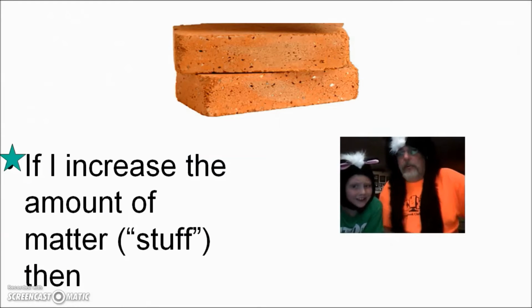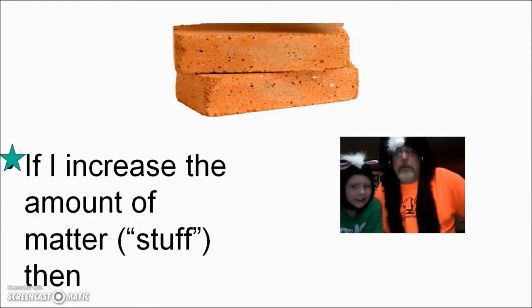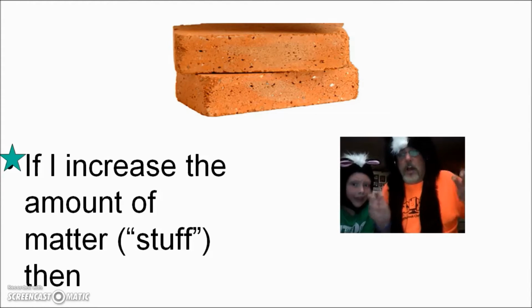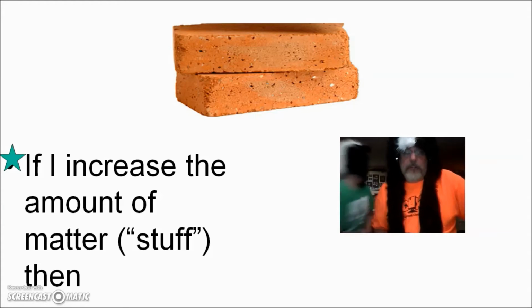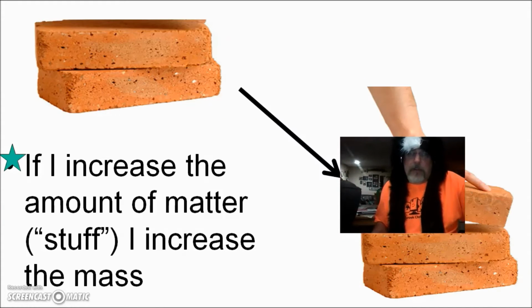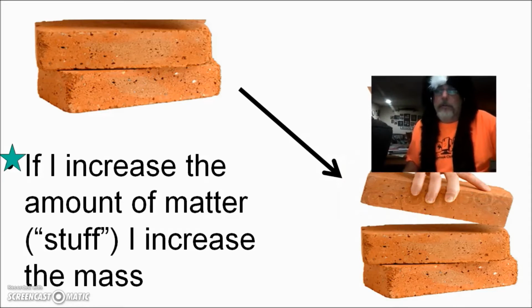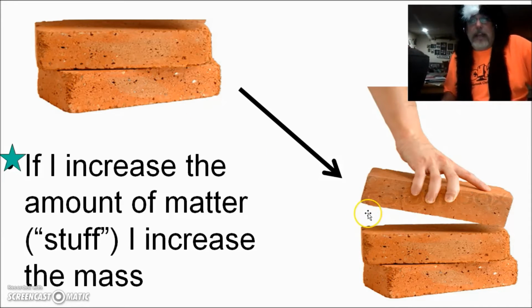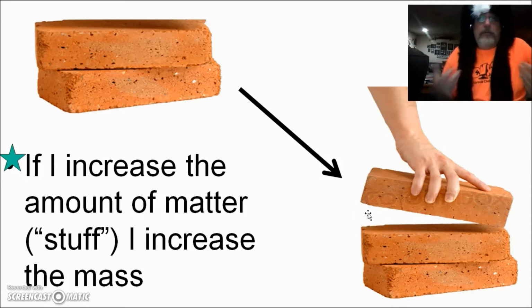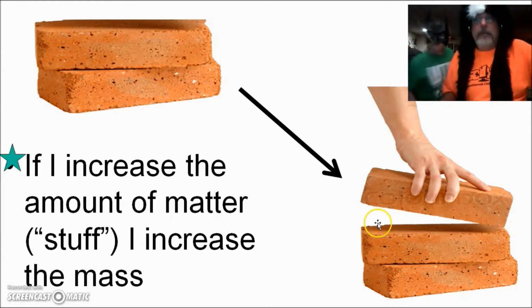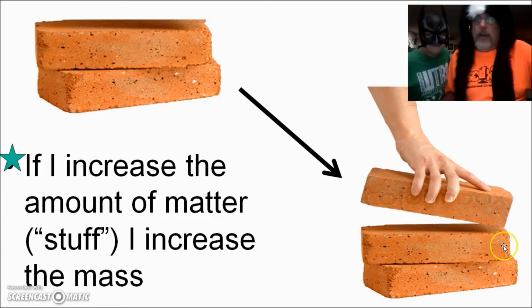Now, in the most simple way to think about this, if you increase the amount of stuff, then you're going to increase the amount of matter. So if I have 2 bricks, then I add another brick, well, there's more stuff, there's more bricks, there's more matter. I have increased the mass of the amount of bricks.